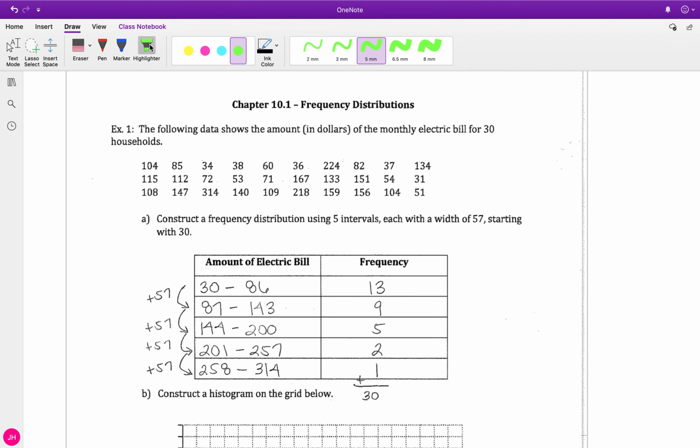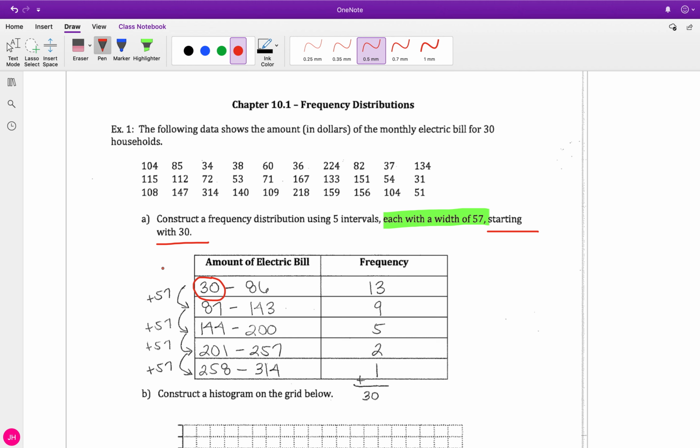Here's a really important part right here. Width of 57. And it also says I'm going to start with 30. So starting with 30 is how I know to start with 30. Now a width of 57 means I'm going to add 57. And it's really tempting, when 30 plus 57 gives me 87, to put the 87 right over here with the 30. We can't do that.